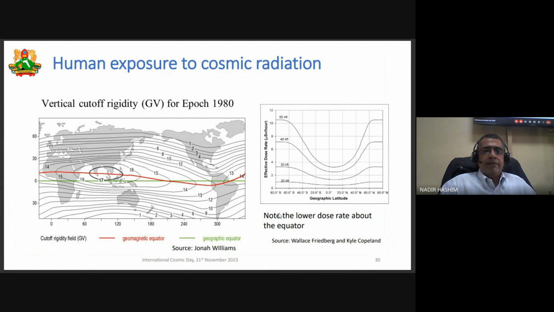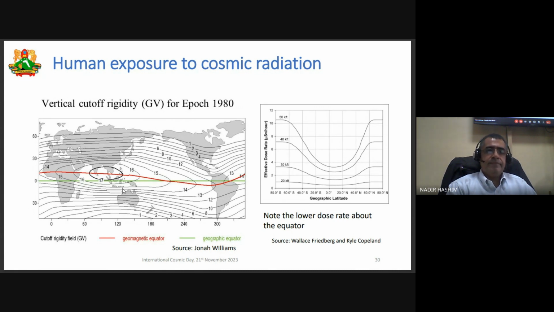So on the left, you see a plot showing the variation of the vertical cutoff rigidity as a function of geographic positions. The red line shows the geomagnetic equator, and the green line shows the geographic equator. Now, the contour lines that you see are the vertical cutoff rigidity. This is a measure of how strong the magnetic field shields us from charged cosmic rays.